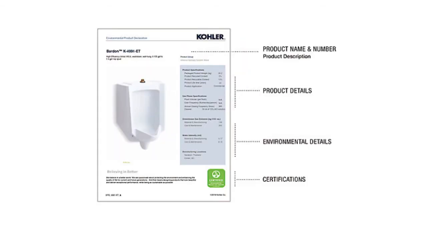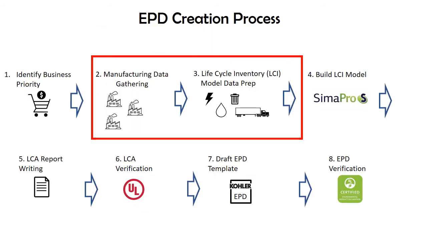Let's start by looking at the process of how we create an EPD through lifecycle inventory modeling and the inefficiencies that involve IT here. The entire EPD creation process involves about 8 main steps, but we will focus on steps 2 and 3, manufacturing data gathering and lifecycle inventory model data prep. Lifecycle inventory model is what we term the model which calculates the environmental impacts that go into an EPD.